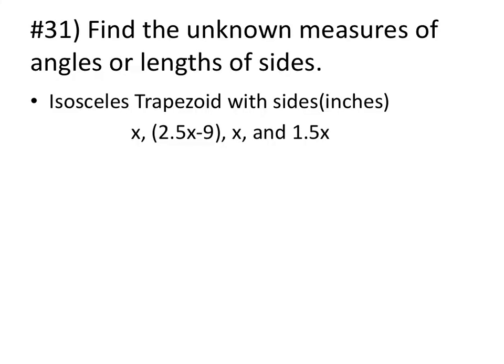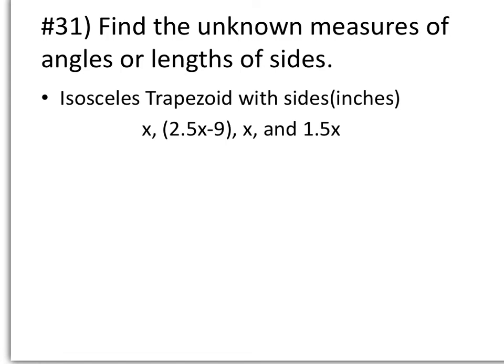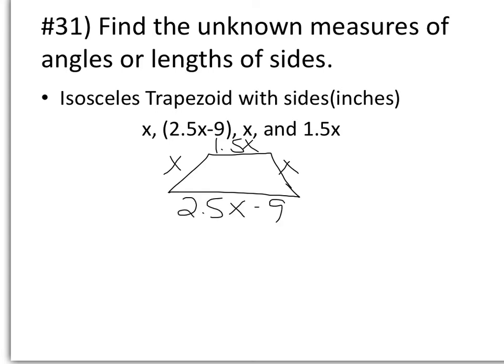Okay, so here they want us to find the unknown measurements of the trapezoid sides. So the trapezoid looks like this. We've got x here, 1.5x here, and 2.5x minus 9 here. And they told us the perimeter is 99 inches on this one.